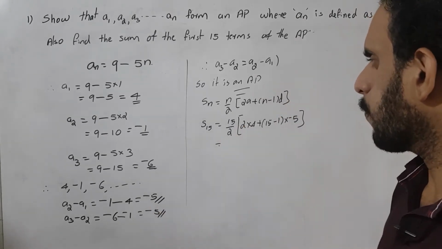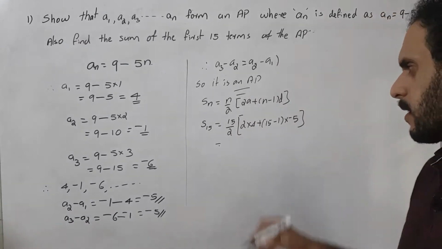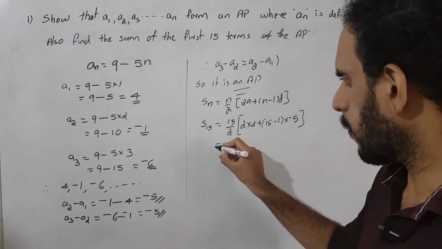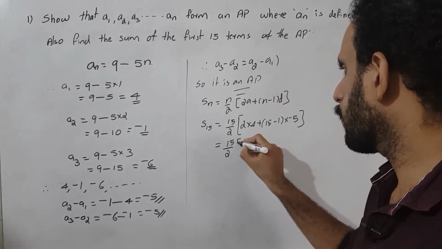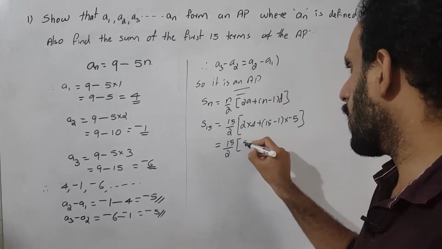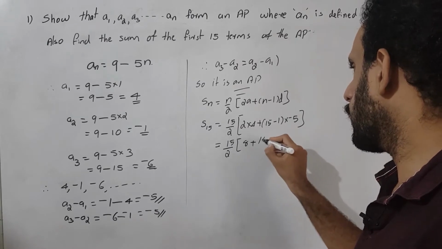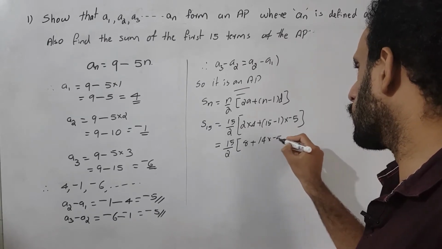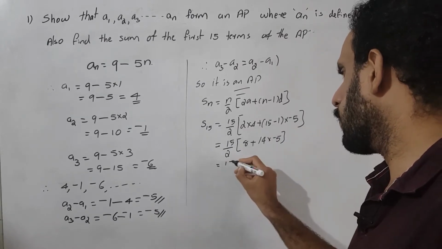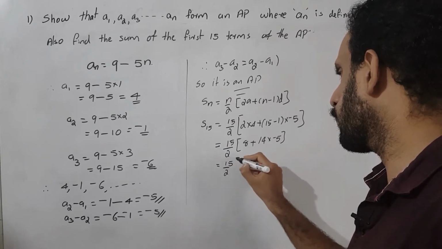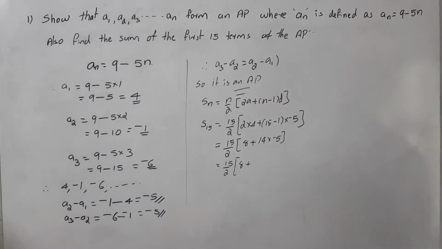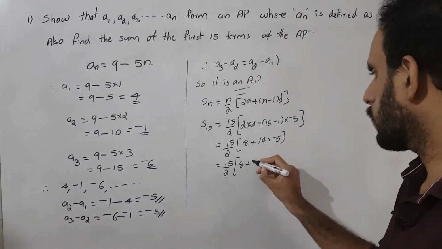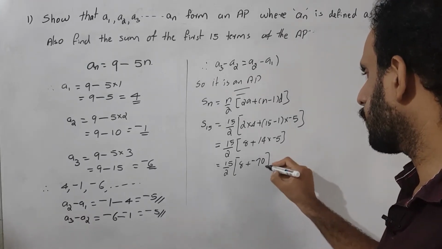Here it is not possible to divide directly by 15 by 2, we get a decimal value. So now we are not dividing. We keep it like this, 15 by 2. Then 2 into 4 is 8. Then 14 into minus 5. Then it is equal to 15 by 2, then 8 plus. Then what do we get? Yes, we get minus 70.